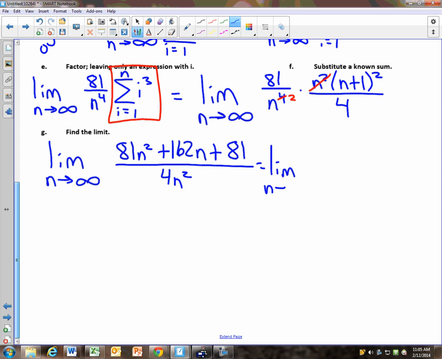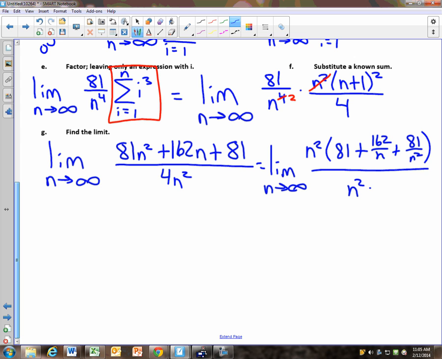Limit as n goes to infinity. What do you take out of top? n squared times 81 plus 162 over n plus 81 over n squared. The bottom we got n squared times 4. What happens to the n squareds? What happens to 162 over n and 81 over n squared? So you end up with exactly.